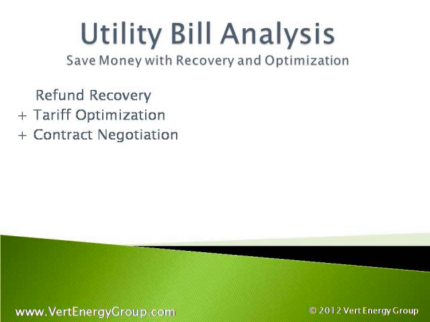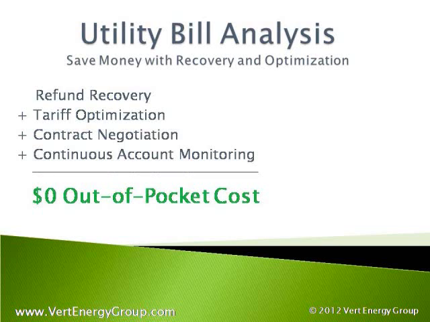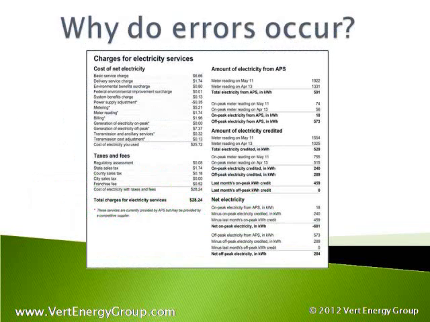Once refund and tariff optimization opportunities are found, we negotiate on your behalf to recover those funds. This means there is minimal staff involvement needed so you can focus on your core business. Lastly, we continue to monitor your account to ensure you keep up with all the tariff changes and that you are always on the most optimal rate plan. The best part is, there is absolutely no out-of-pocket cost or risk to your organization. The utility bill analysis is done strictly on a contingency basis, and we are only compensated once you realize savings or any refunds. So why do these errors occur in the first place?